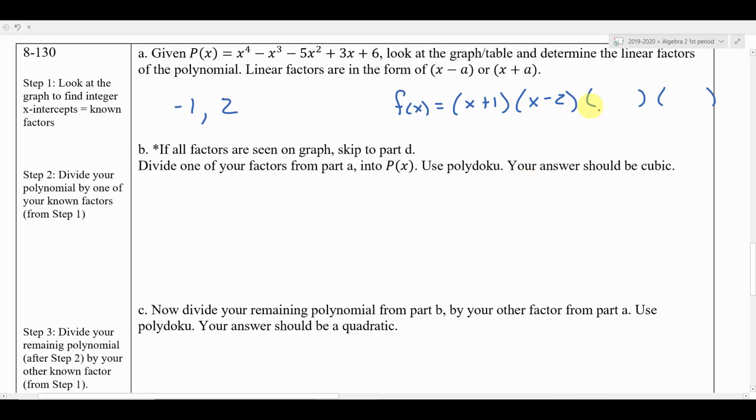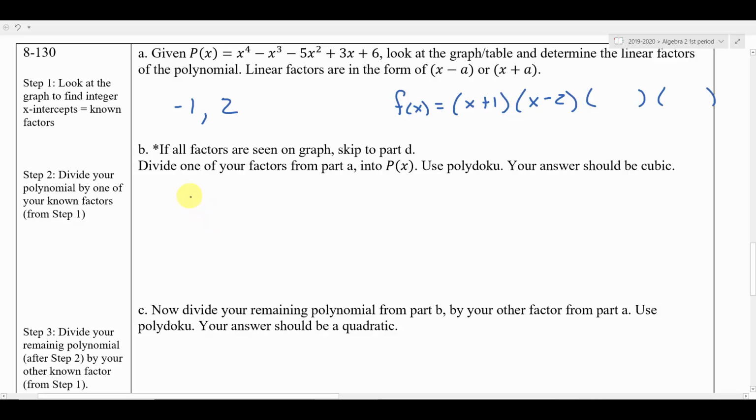So to figure out what those other 2 are, we're going to use PolyDoku. All right, so this is where the PolyDoku comes in. We're going to take one of our factors, right? We're going to take either x plus 1 or x minus 2, and we're going to divide it into this x to the 4th polynomial. Okay, so here we go.